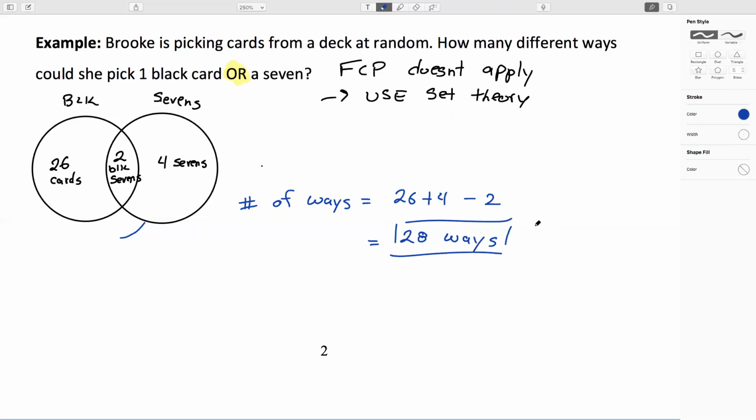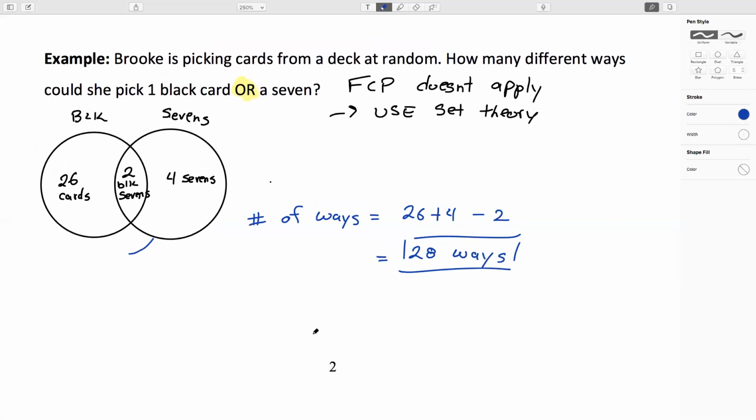And if you think about it, it makes sense. We've got the possibility of picking any of the black cards, or a 7. The other 2 7s available are the 7 of hearts and 7 of diamonds. 26 plus 2 gets me to 28. The key here is immediately recognizing that it's an or question and not an and question. If it was an and question, we would have to split this up and use combinations. Number of ways to pick 1 black card would be 26 choose 1. Number of ways to pick 7s would have been 4 choose 1, and then you would have had to multiply.